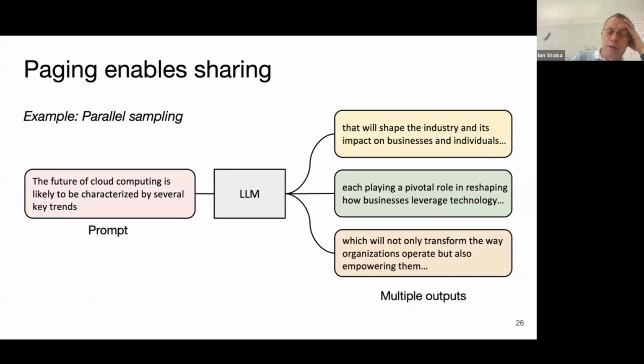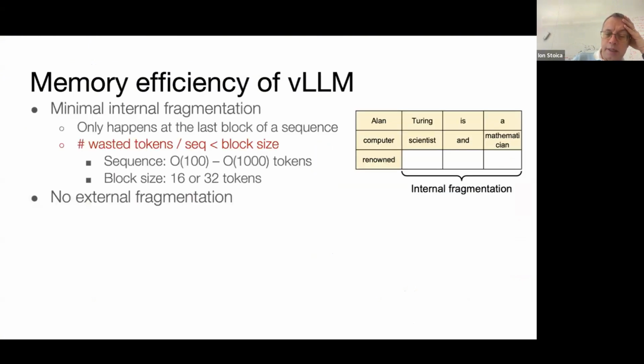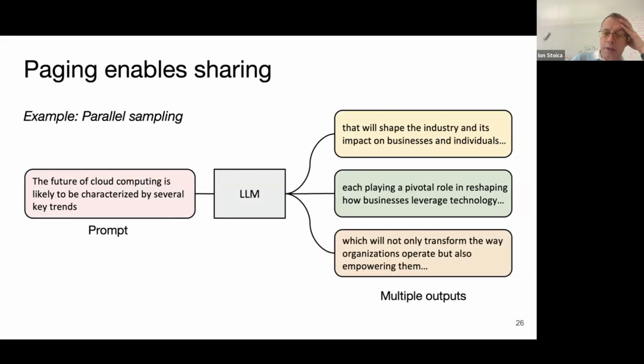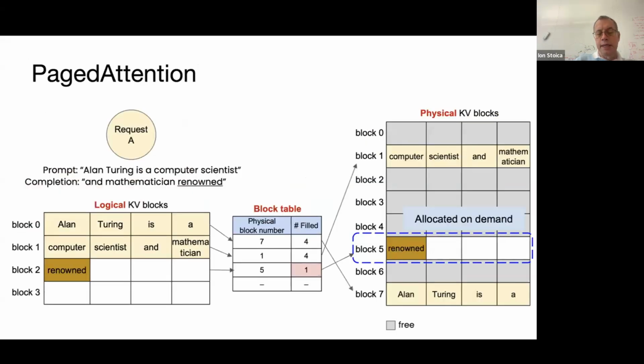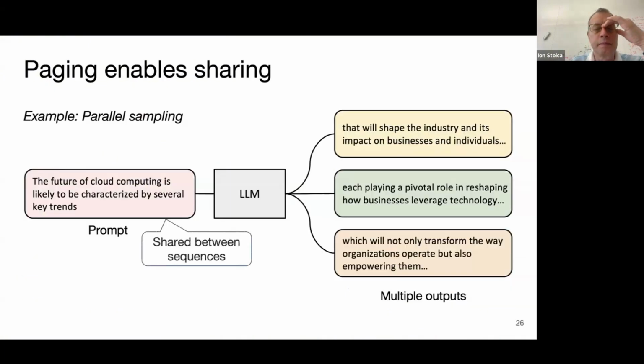And with this paging, you will notice that it also enables sharing, because you have a common prompt. This prompt can be shared across different requests, right? Because in the logical space there can be differences, but if it's the same content, they are going to map to the same block in the physical memory. Okay.